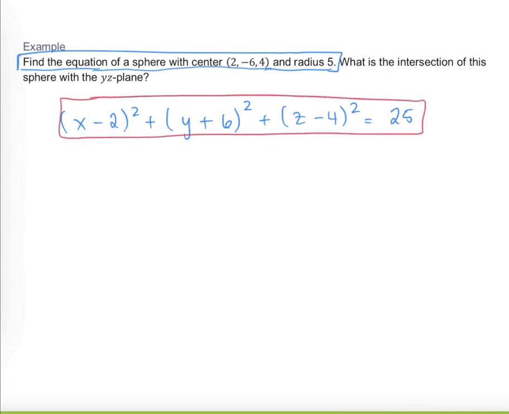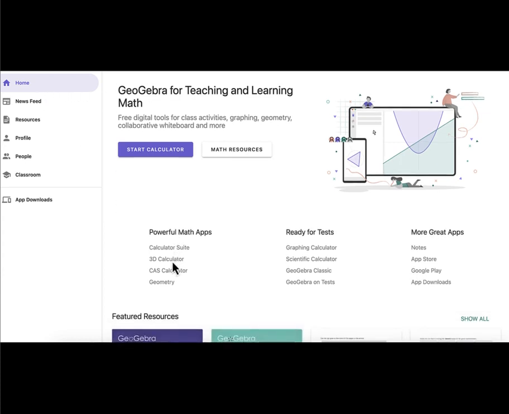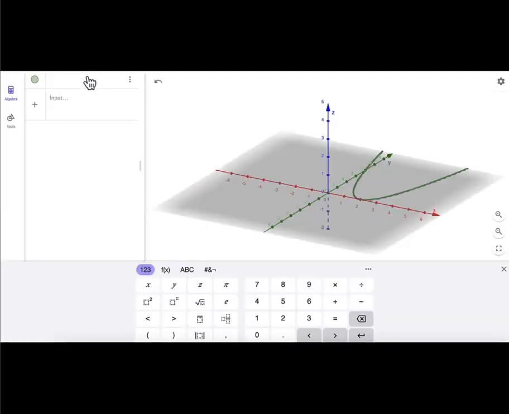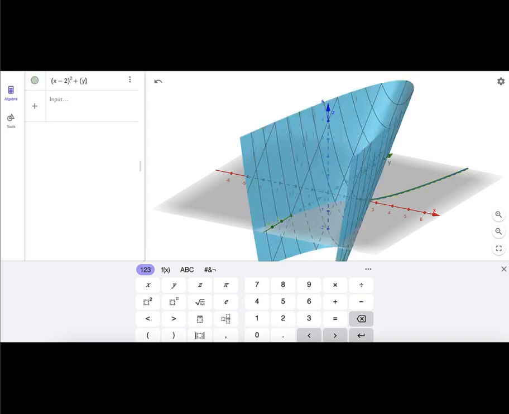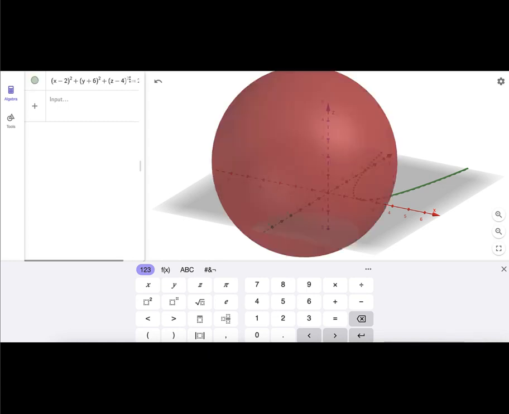Let's get a little bit of a picture so we can understand this second part of the question, what is the intersection of this sphere with the YZ plane. So I'm actually going to pop over here to GeoGebra.com and slide down to the 3D calculator to get a visual of the question that's being asked. Let's pop our equation in here. So that was (x minus 2) quantity squared plus (y plus 6) quantity squared, and then plus (z minus 4) quantity squared, and then we're equal to 25.